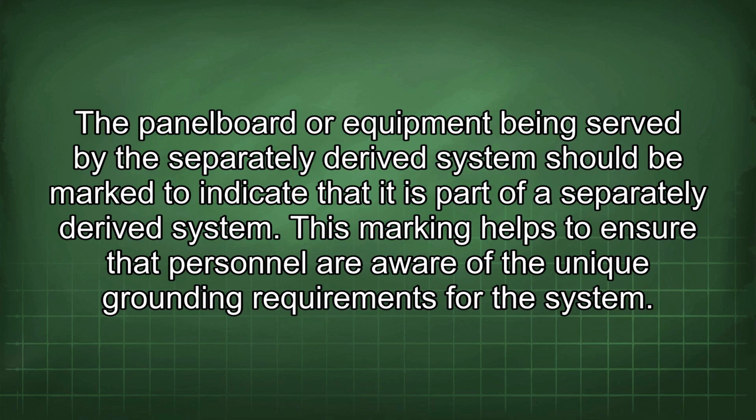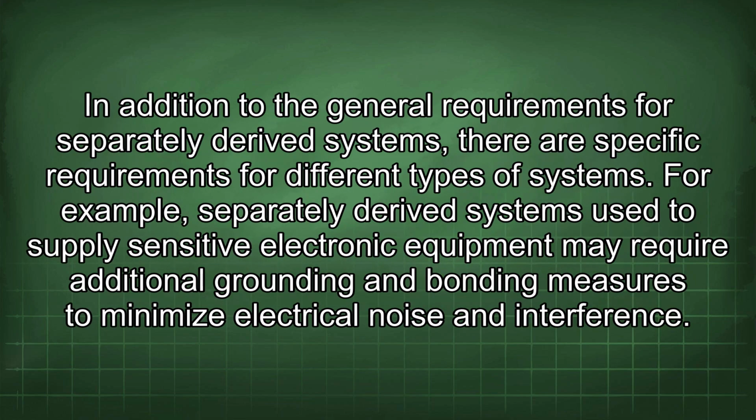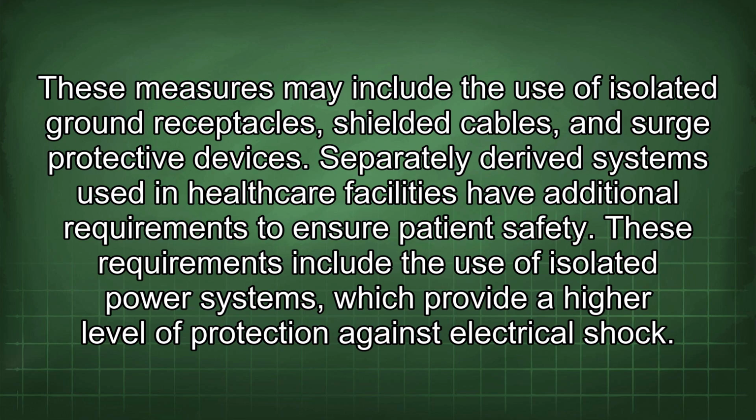This marking helps to ensure that personnel are aware of the unique grounding requirements for the system. In addition to the general requirements for separately derived systems, there are specific requirements for different types of systems. For example, separately derived systems used to supply sensitive electronic equipment may require additional grounding and bonding measures to minimize electrical noise and interference. These measures may include the use of isolated ground receptacles, shielded cables, and surge protective devices.